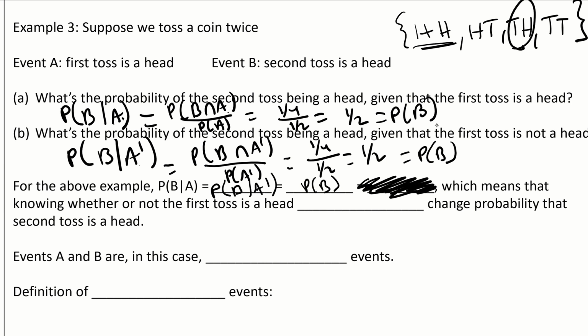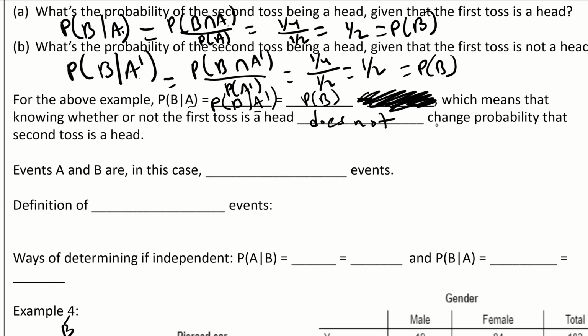So we note that this is true, which means that knowing whether or not the first toss is a head does not change the probability that the second toss is a head. So it doesn't matter whether it's A or A prime, it's still going to be the probability of B. B is still going to happen the same number of times, or the same probability. So events A and B in this case are known as independent events.